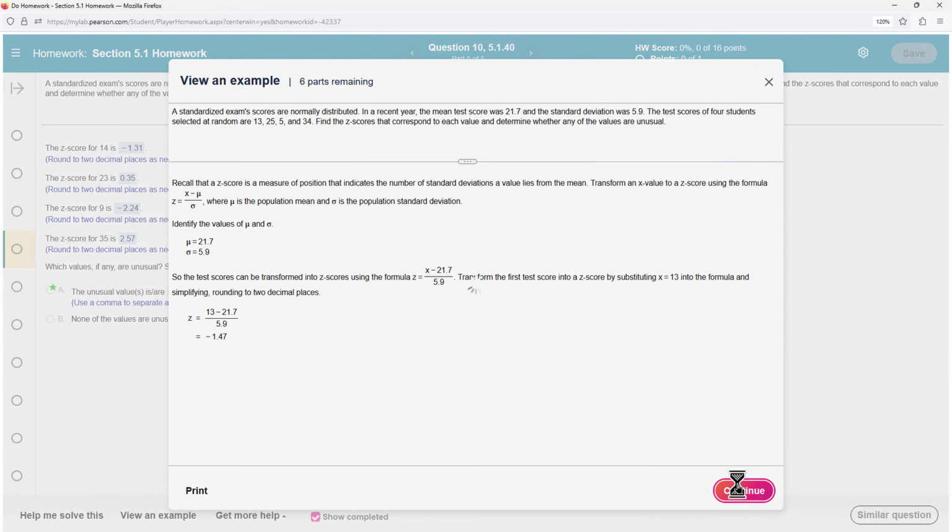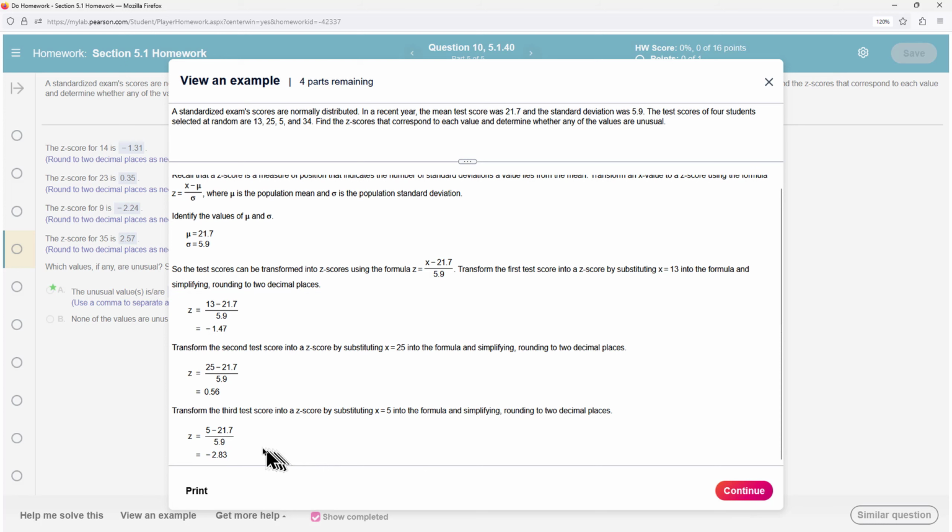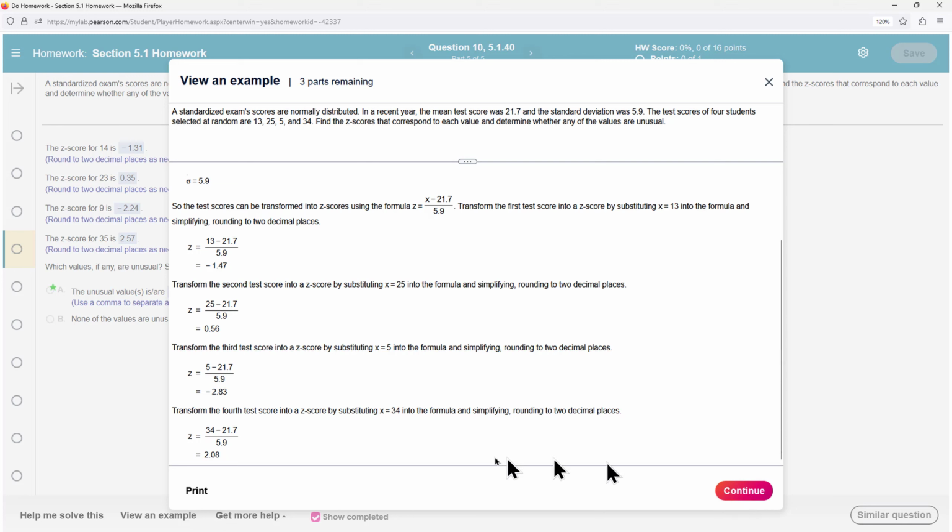Then you repeat it for the next one, for when x is 25. So you have the data element minus the mean divided by the standard deviation gives you the z score. Then you repeat it again. See, that's 5. That's our data element minus the mean divided by the standard deviation. And it gives us our z score. Then they do it for the last data element, 34, when x is 34 minus the mean divided by the standard deviation gives me 2.08.